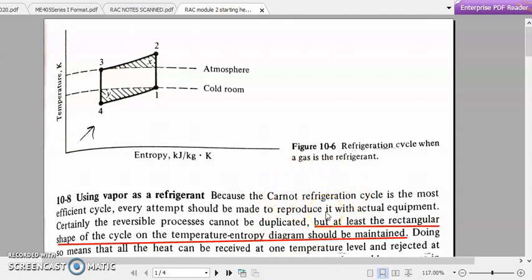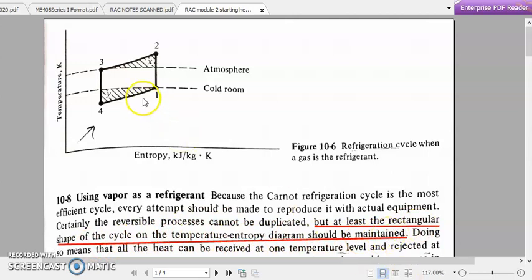So whenever as mechanical engineers or practicing engineers we design a system, for example the refrigeration system, we should try to attain the maximum possible efficiency. Every attempt should be made to reproduce this Carnot refrigeration cycle with actual equipment. Certainly the reversible processes cannot be duplicated. But at least, you can see the underlined line here, at least the rectangular shape of that cycle on the temperature entropy diagram can be maintained, or can be tried to be maintained.